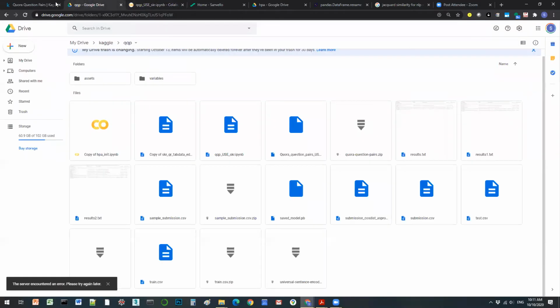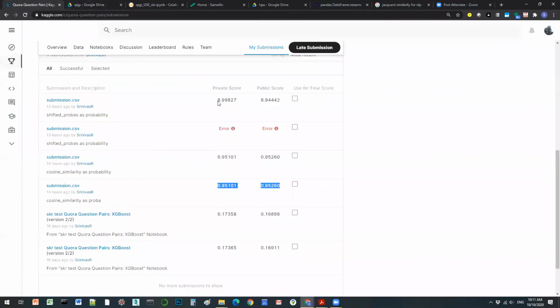Interestingly, you'll see that it did even worse. This is at least in the 0 to 1 range, and I still haven't gone back to try to understand, but you can see the score was far worse than even this figure. So this is my score with the shifted probabilities as the probability.